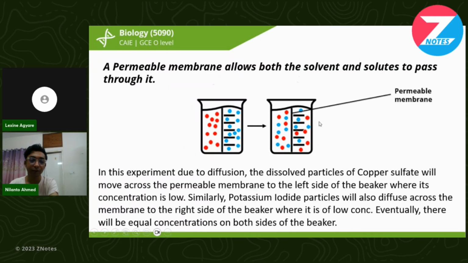Now, in order to increase the rate, we can use hot water or apply some sort of heat in any way possible, or use a membrane that is more permeable to both substances.